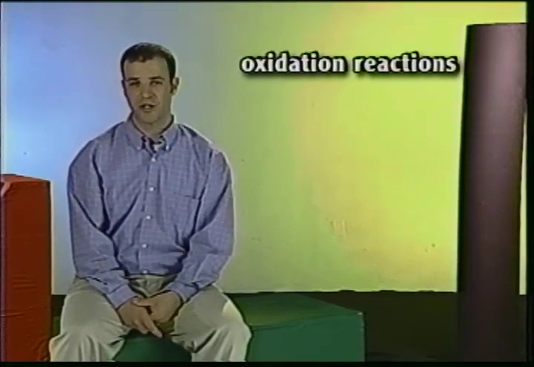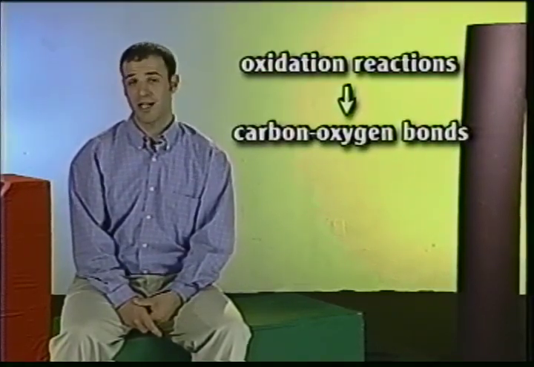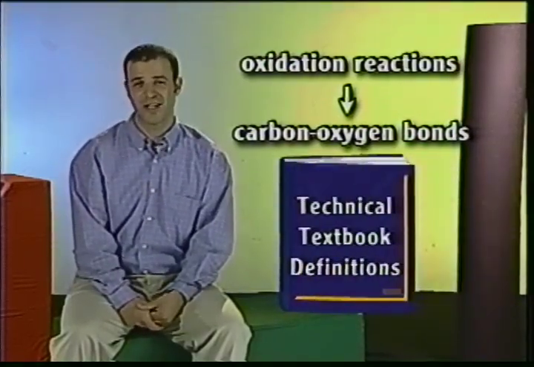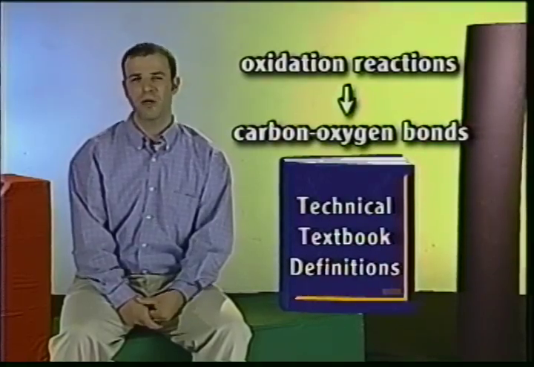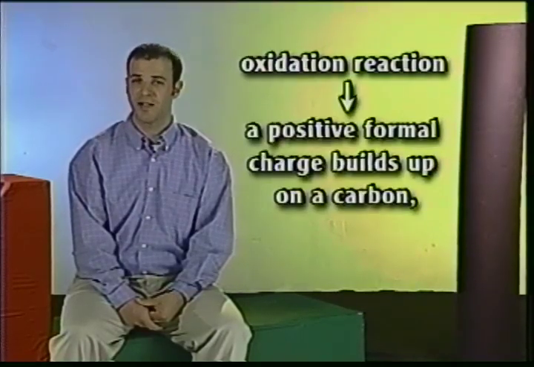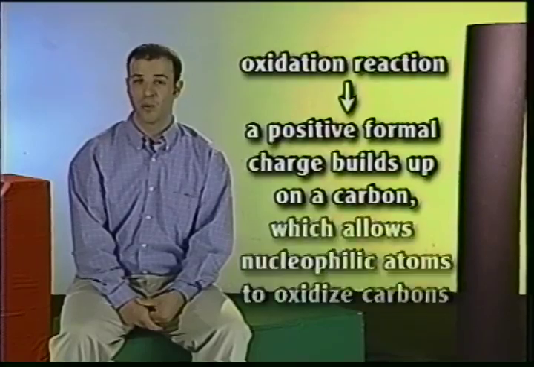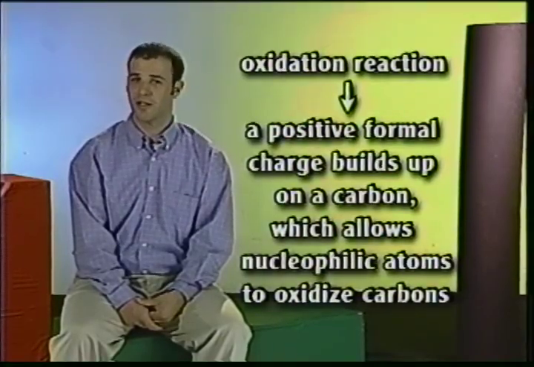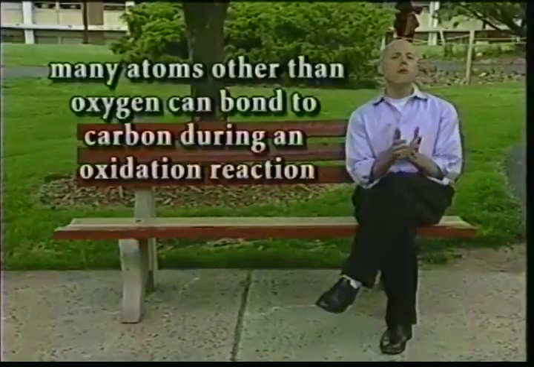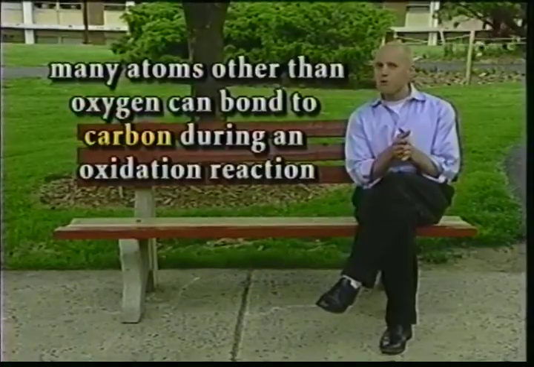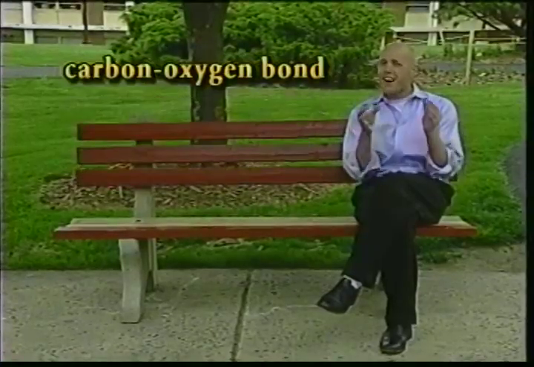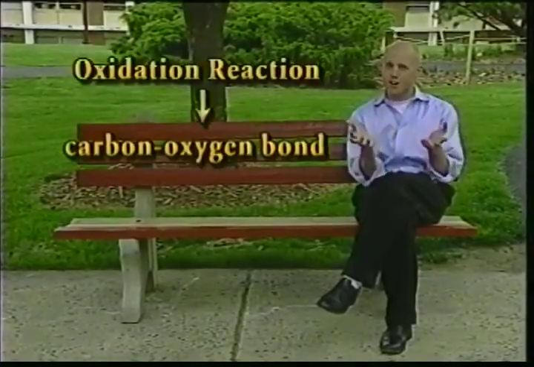Many oxidation reactions form carbon-oxygen bonds, and that's why we call them, well, oxidation reactions. This isn't the technical textbook definition of an oxidation reaction, but for our purposes, it's okay. Technically, what happens in an oxidation reaction is that a positive formal charge builds up on carbon, which then allows nucleophilic atoms like oxygen to come in and oxidize carbon when they add to it. So although many atoms other than oxygen can bond to carbon during an oxidation reaction, for our purposes, we're just going to keep it simple and say that a carbon-oxygen bond is made during an oxidation reaction.